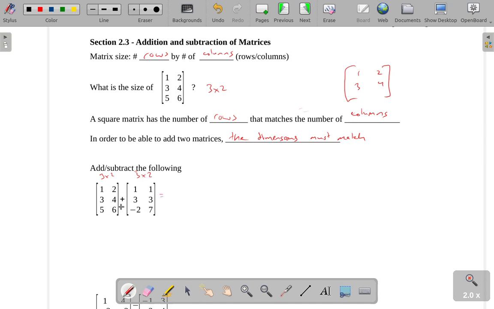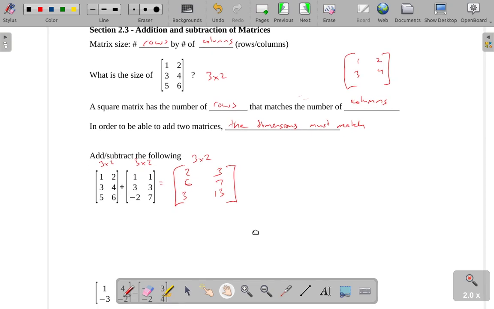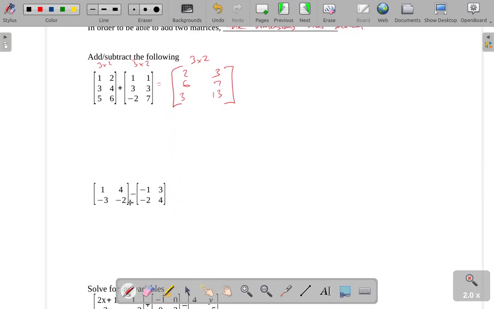And when we add them together, we're just going to do it entry-wise. We're going to look at the first row, first column, add it to the first row, first column, and that gives us the first row, first column of a 3 by 2 matrix as well. This is just 6 different independent addition problems. 2 plus 1 is 3. 3 plus 3 is 6. 4 plus 3 is 7. 5 plus negative 2 is 3. And 6 plus 7 is 13. Pretty straightforward addition.